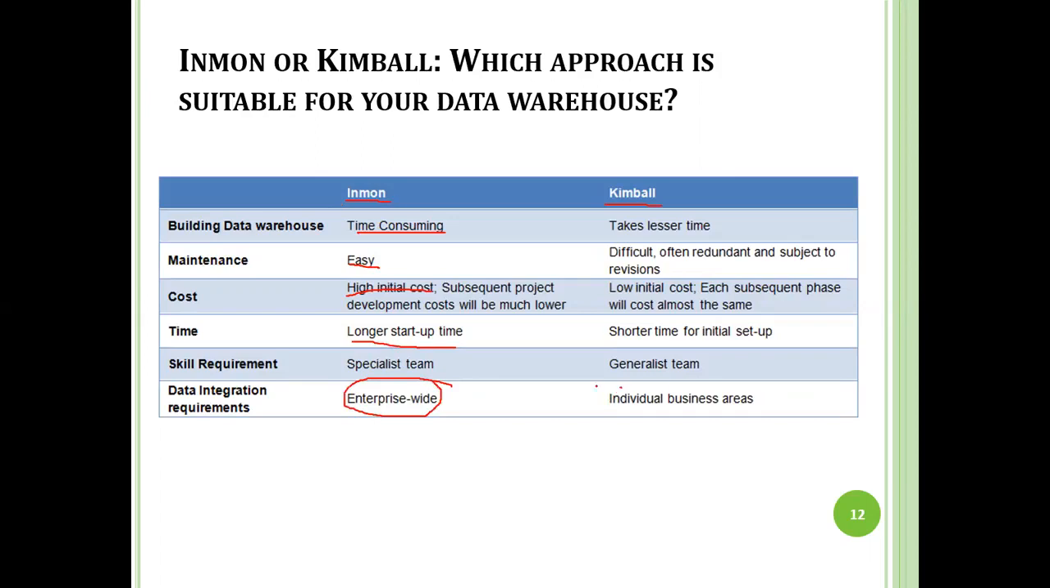This is for the individual business area. One business area we will go for, I told you, right, one subject like merchant, customer, supplier. So all these are the Kimball model. So it takes less time. You can create a data mart quickly and then you can take the data. The initial cost is low, but after that the maintenance will be high. Okay, this is the difference between the Inmon model and Kimball model.